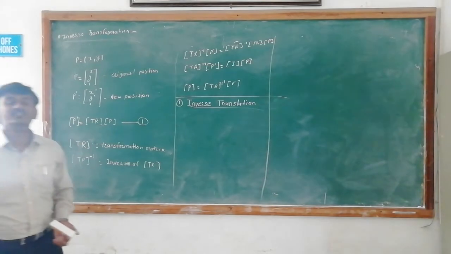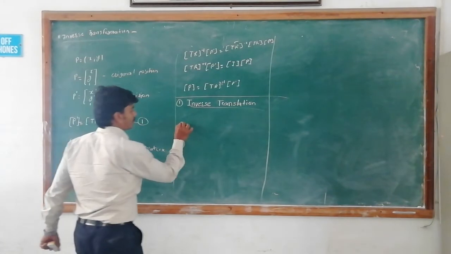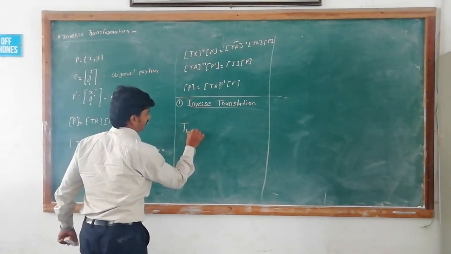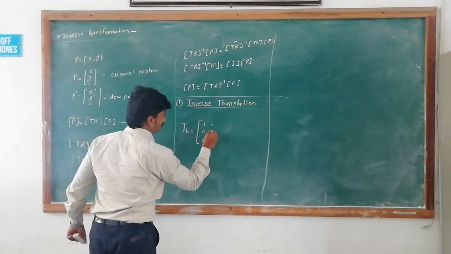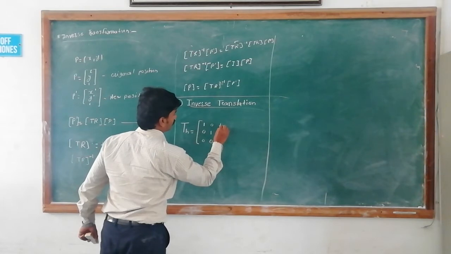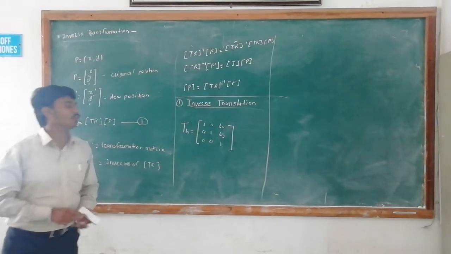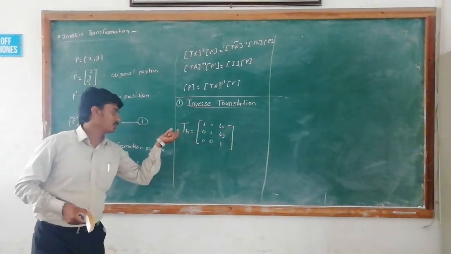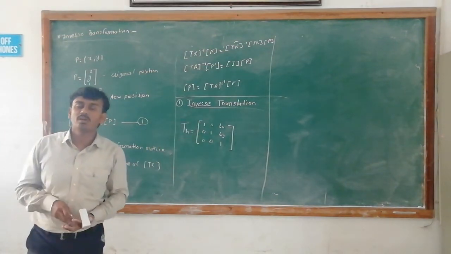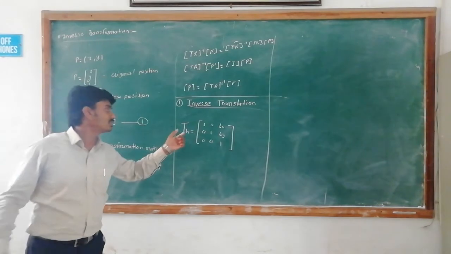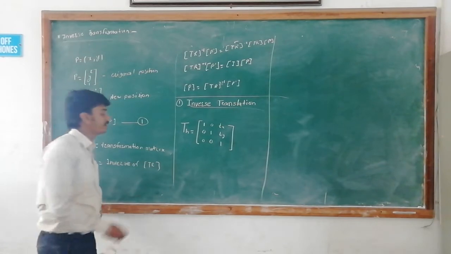Inverse translation. So what is the homogeneous coordinates of the translation matrix? We can denote it as T_H, and it has the coordinates 1 0 0, 0 1 0, Tx Ty 1. So this is a translation matrix. When we want to find the inverse of this matrix, what is the value of the inverse of this matrix?